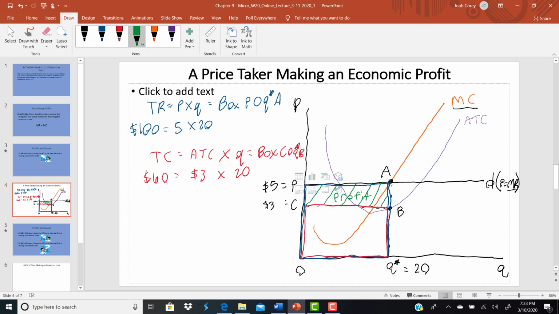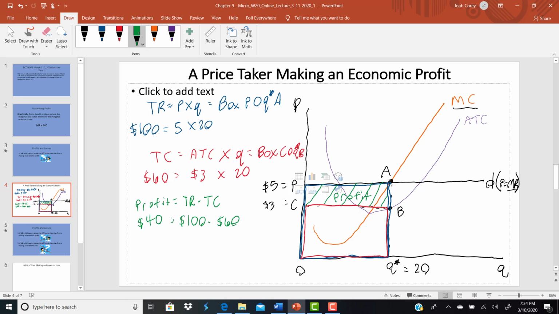So again, if we want to calculate that, we certainly can. Profit is equal to total revenue minus total cost. Our total revenue is that $100 that we calculated earlier, minus the total cost that we just calculated. And that gives us $40 in profit. That's what that firm gets to take home, or at least the residual claimants get to take home to help feed their families, put their kids through school, that kind of thing.